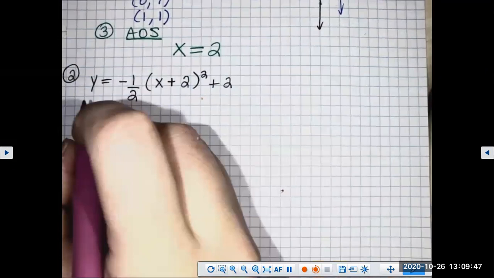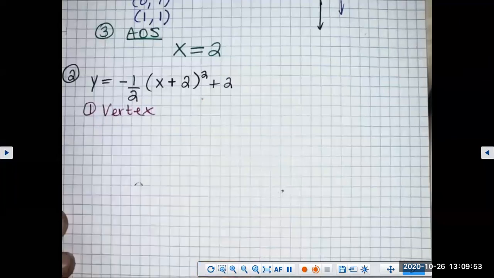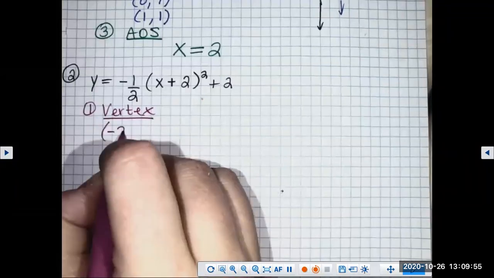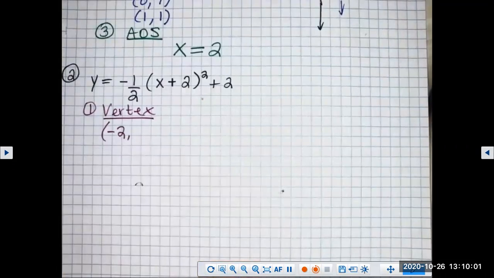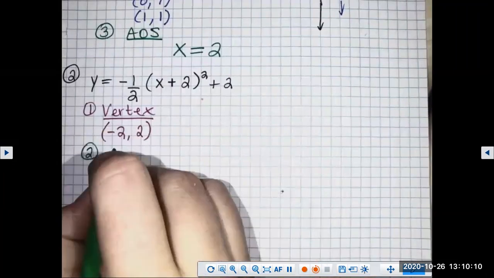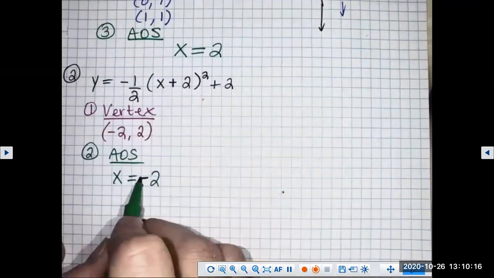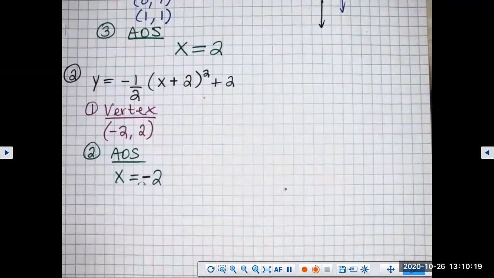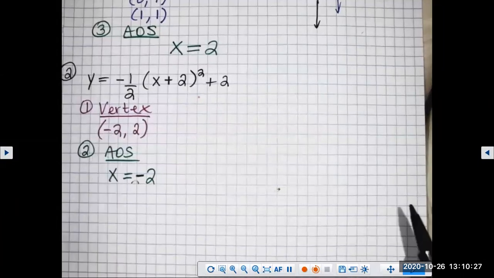Okay, number one, what's your vertex? Good, your vertex is -2, opposite of the number with 2, +2. What is your axis of symmetry? X equals -2. Okay, this time, instead of making the table, I'm just going to show you. We know that our vertex is -2, 2.